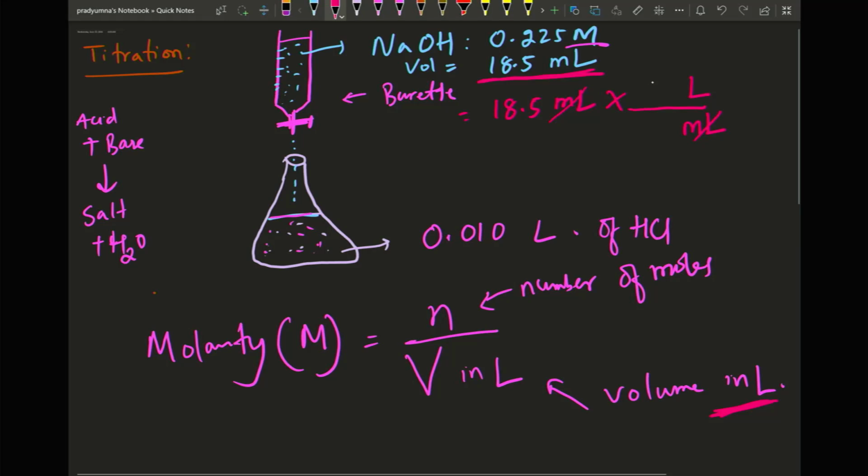And what is the conversion factor? Per each 1 liter, it is 1000 milliliter. So the answer is going to be 0.018 liter. All right, so this volume is in liter. That's good. The HCl is already in liter, so that's good. So I'm going to box this. These are the things we need.